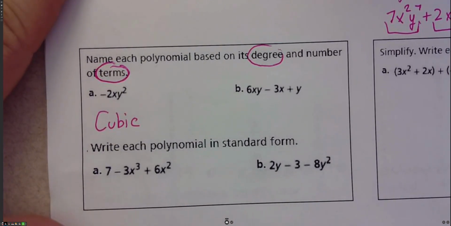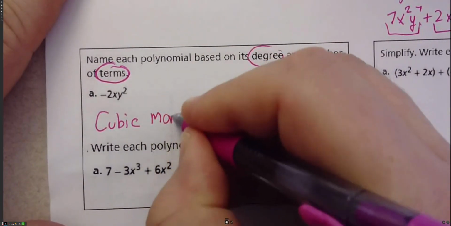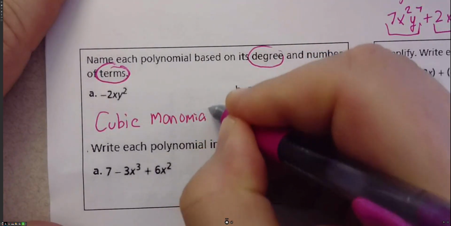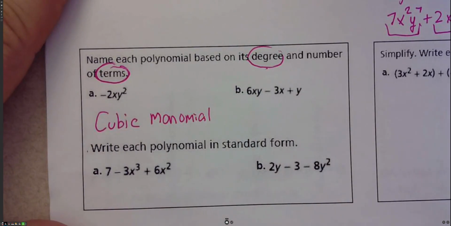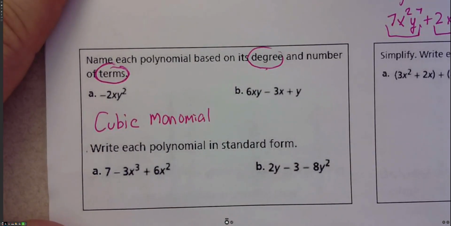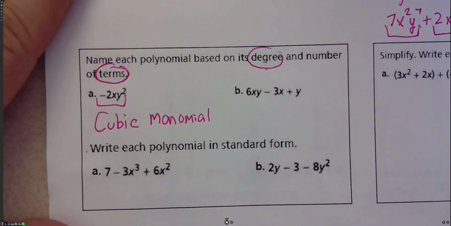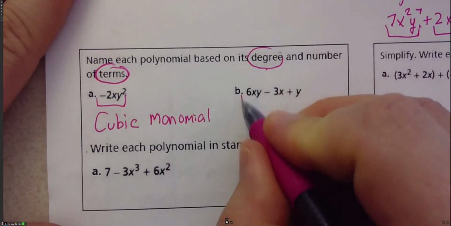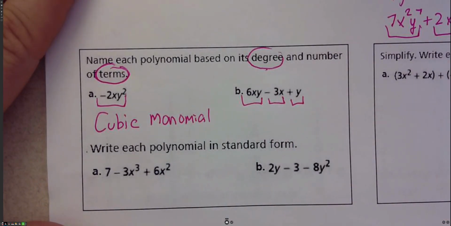And then based on its terms. Yes, I think I heard it. Monomial. Yeah. So naming it based on its degree and its terms. Wait, how is it mono? How many terms are here? How many things are separated by addition? There's only one thing. Okay. So we could do this to help us out. We got terms. And then what's our highest degree?